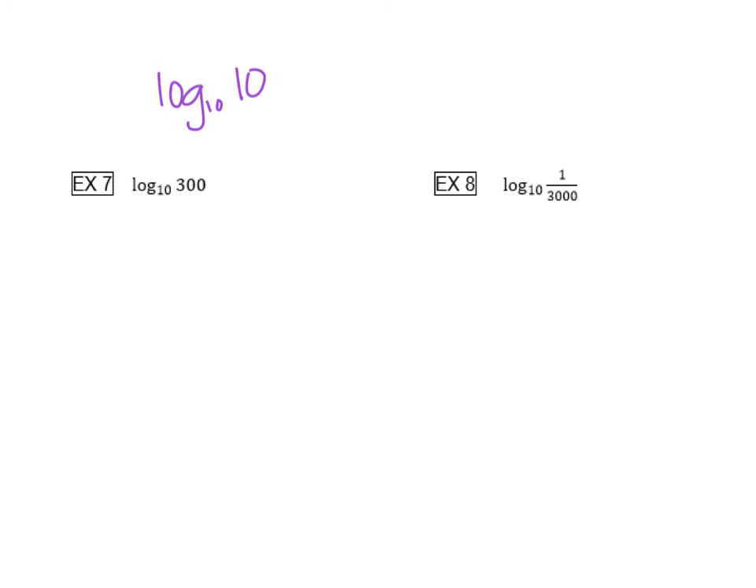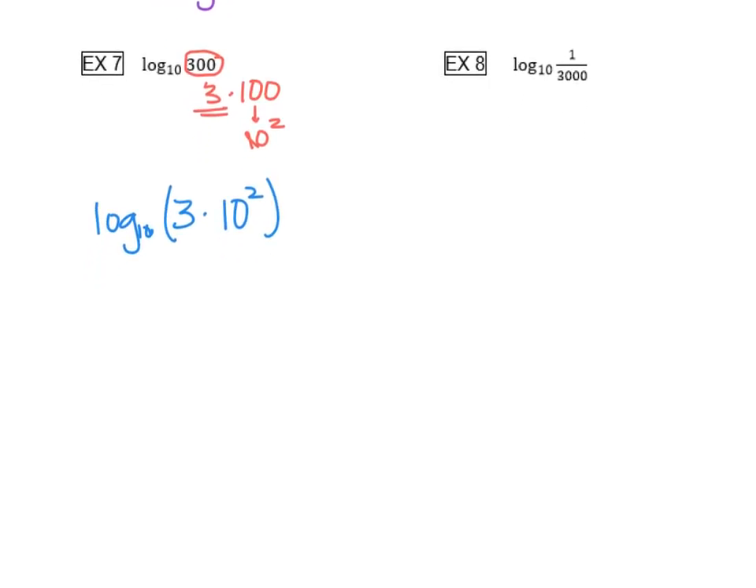We have log base 10 of 300. So how can we break down the 300? Well, that's 3 times 100. There's that 3 that we want. And then 100 we can break down into a 10 squared. And that will give us, we can use a 10 from up there. So here's what this is going to look like. Log base 10 of 3 times 10 squared. Because 3 times 10 squared is 300.